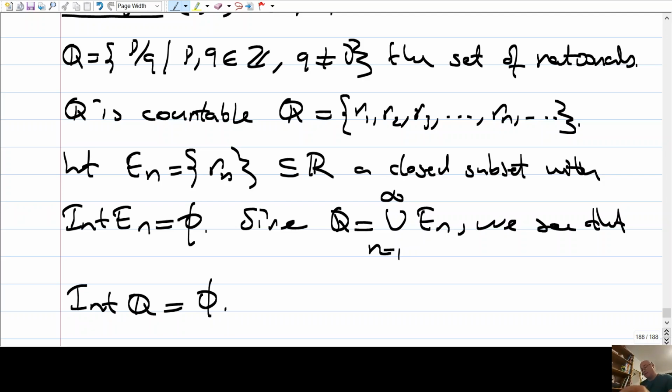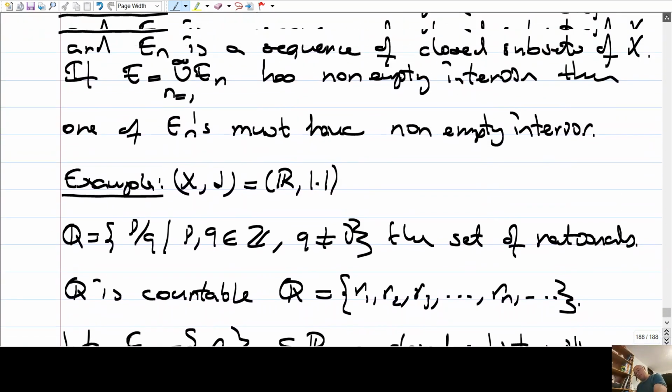Yes. Similarly, the set of integers has empty interior. Of course, this is a trivial example. Nevertheless, it shows that this theorem is something powerful. Okay, so I'll prove this theorem next week.